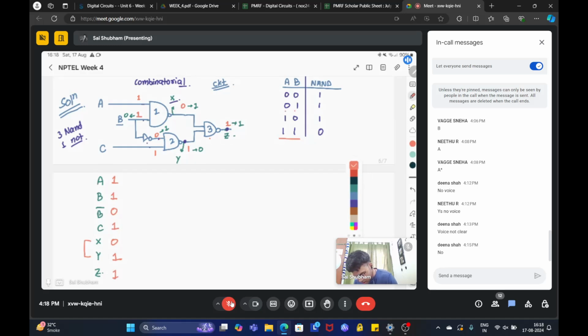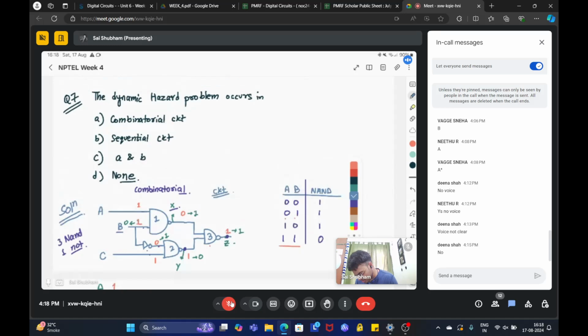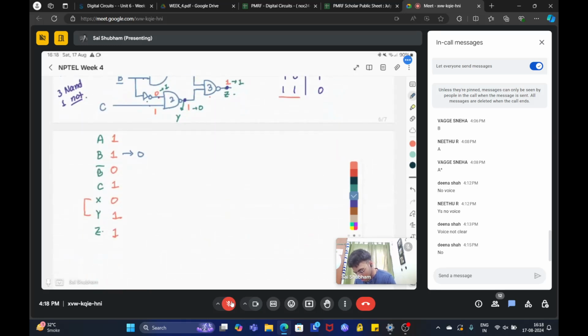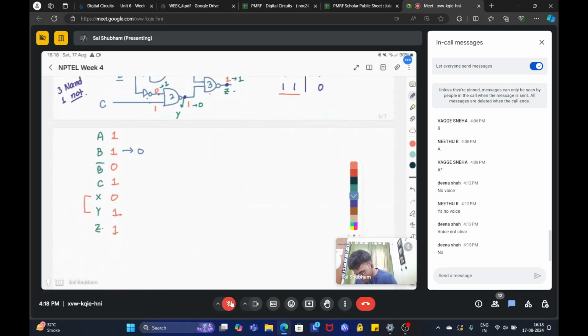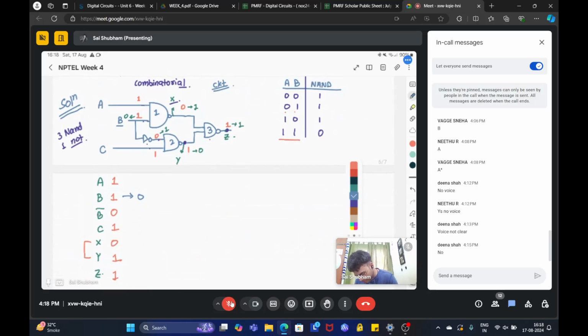Suppose I do a sudden transition. I perform a sudden transition of B from 1 to 0. Right now I'm explaining what this hazard problem is. When I make a transition of B from 1 to 0, B has gone from 1 to 0, but as you can see, the input to NAND gate 2 is not directly attached to B, it comes from an inverter.